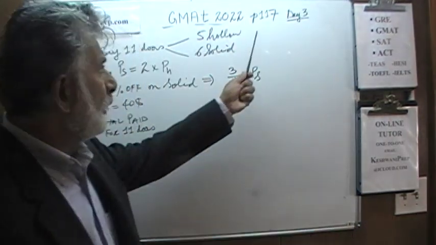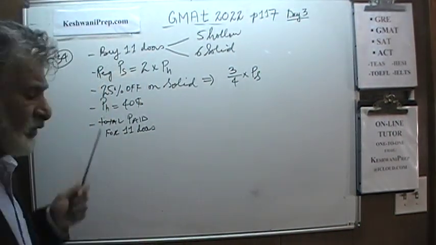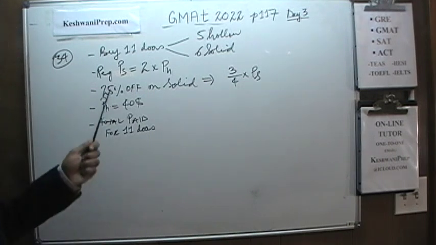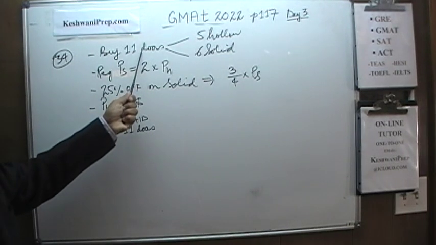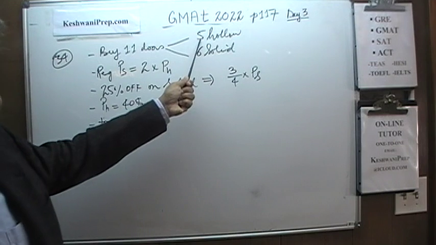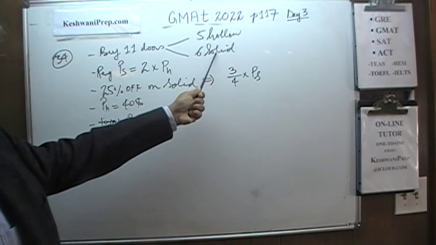Today we'll solve some problems that you will find on page number 117. Page 117, please turn to it. The very first problem you see there is number 34. In number 34 we are told that we're going to buy 11 doors, 5 of those are going to be hollow doors, 6 of them are going to be solid doors.